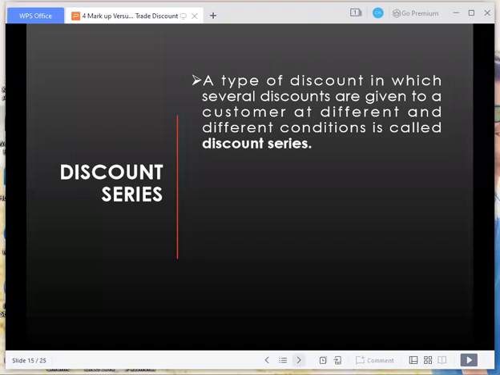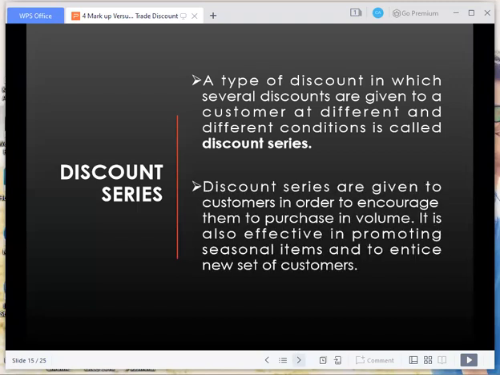Okay. Now, several discounts are given to the customer at different conditions. That is called discount series. The discount series are given to the customers in order to encourage them to purchase in volume. It is also effective in promoting seasonal items to entice new set of customers.